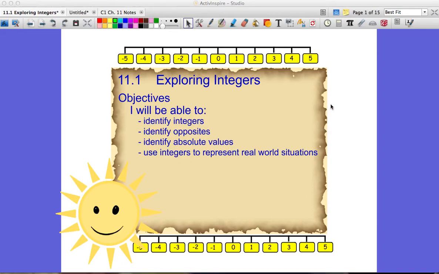Welcome to Lesson 11.1, Exploring Integers. Today we're going to talk about identifying integers, identifying opposites, identifying absolute values, and using integers to represent real-world situations.